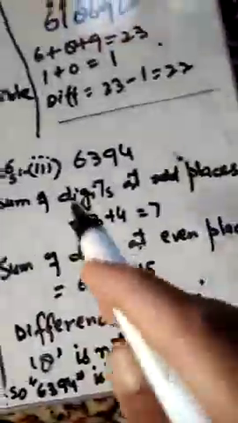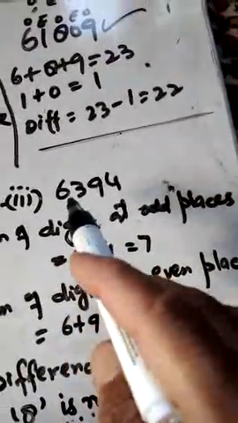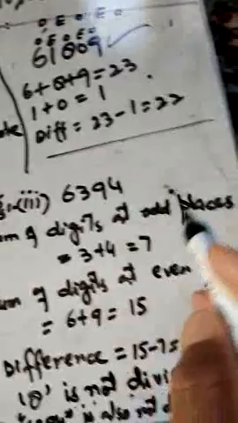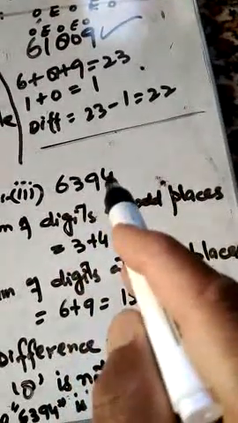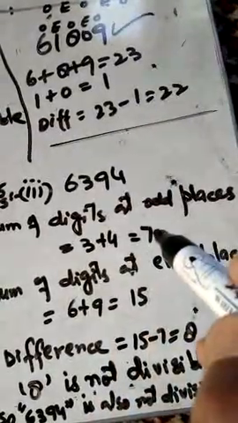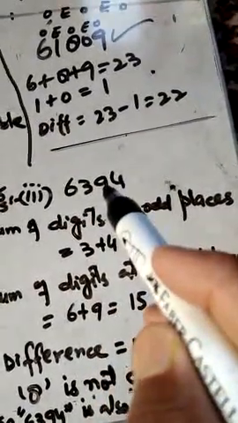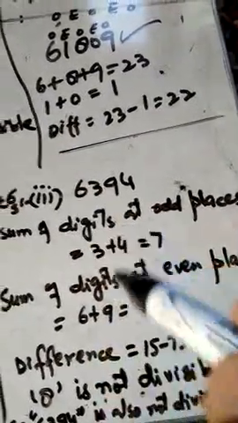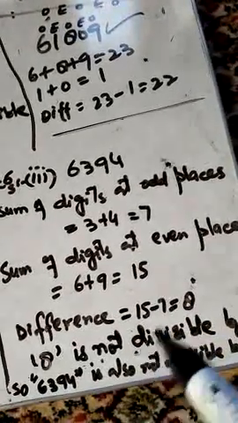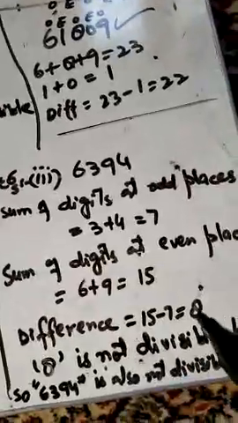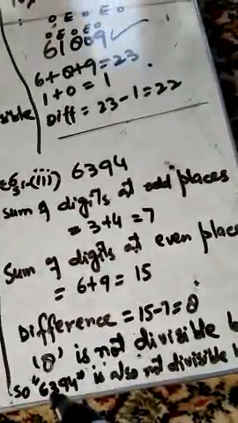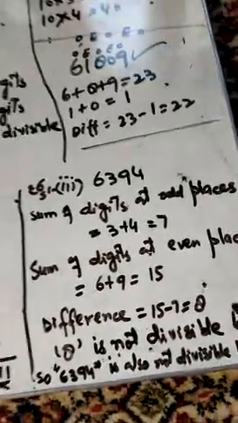Taking the third example, we have the number 6394. The sum of the digits at odd places, 4 and 3, is 4 plus 3, which is equal to 7. The digits at even places are 9 and 6; 6 plus 9 is equal to 15. The difference between them is 15 minus 7, which is equal to 8. 8 is not divisible by 11, so we can say this whole number is also not divisible by 11.